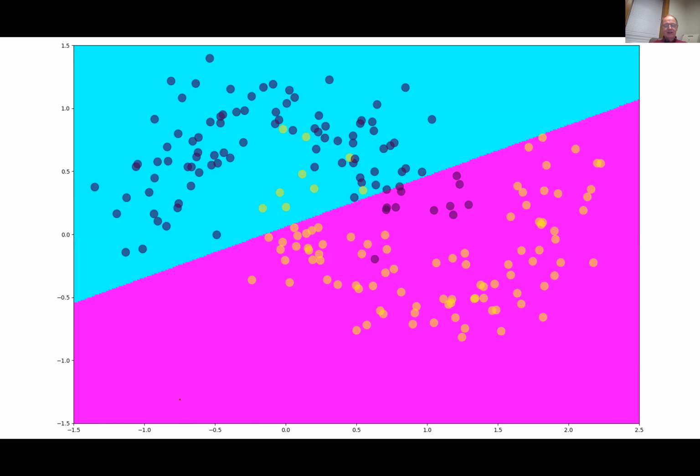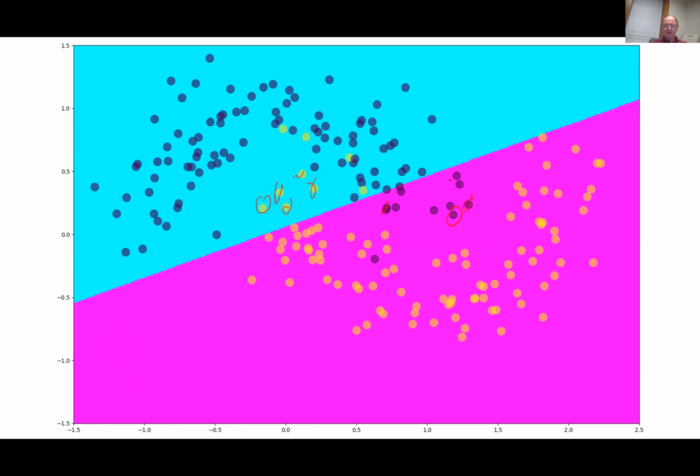So let's run logistic regression on this data set and see where it separates the +1s and the -1s. You can see here that it misclassifies quite a few points. The purple area should contain all the yellow or orange points, and the blue points should be on the other side. But a number of points are misclassified. These yellow points belong down here, and these blue points belong up here.